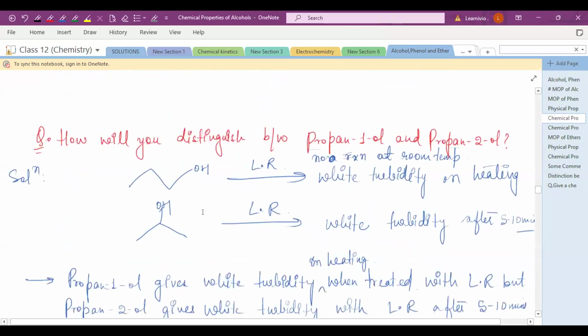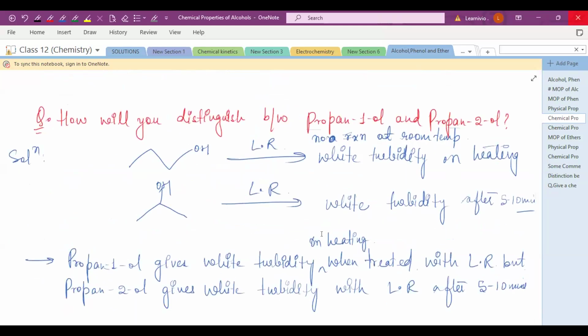See, this type of question: how will you distinguish between propan-1-ol and propan-2-ol? That's how you have to write it in your exam. You have to draw the structure, this is propan-1-ol, carbons 1, 2, 3. When you add the Lucas reagent, and if possible, don't write Lucas reagent, just write HCl plus anhydrous ZnCl2, the combination of these two reagents, there will be no reaction at room temperature. But white turbidity will appear on heating. So that's the primary alcohol.